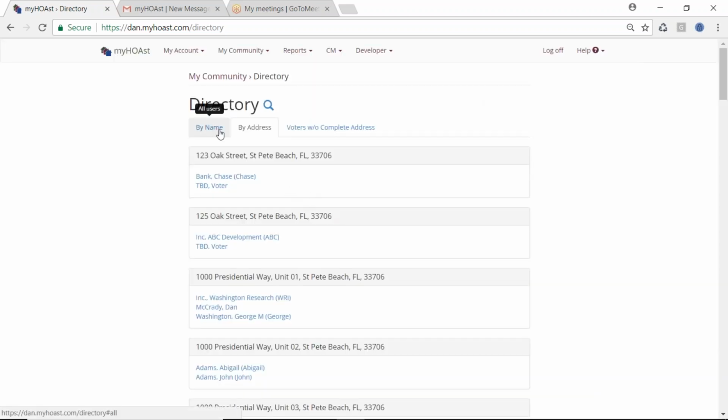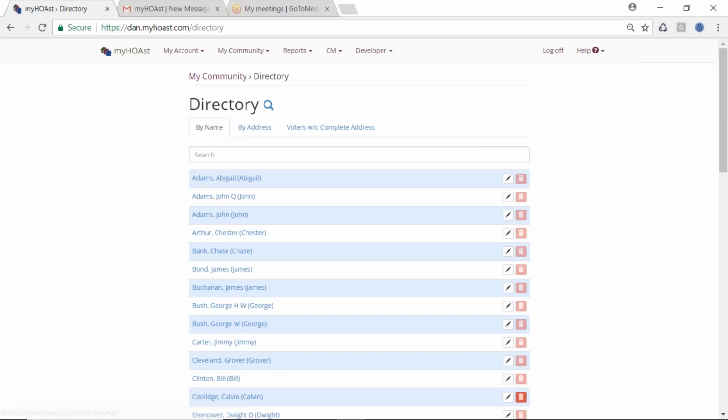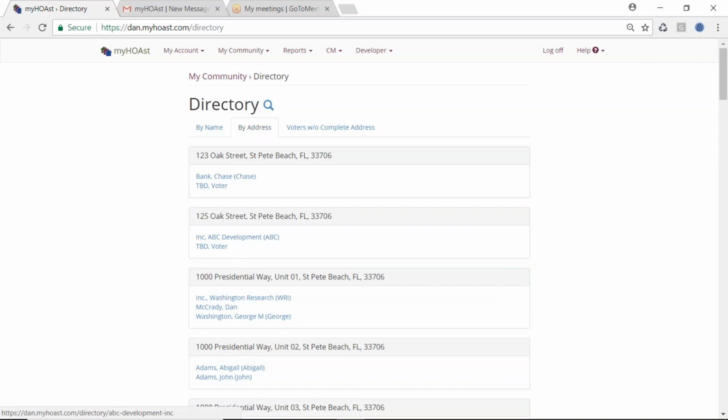And again, the whole concept is you will see where a person's primary address is, where their secondary address is, what email we have for them, what phone numbers we have for them, what data is private, and with the address, everything about that particular address, who owns it, who can vote for it, and also who lives there.